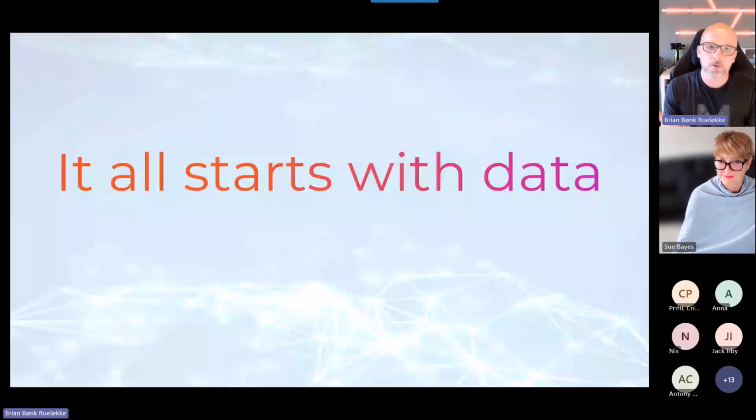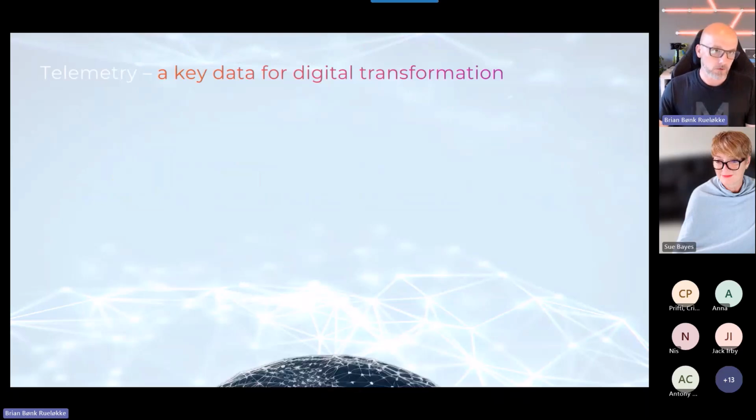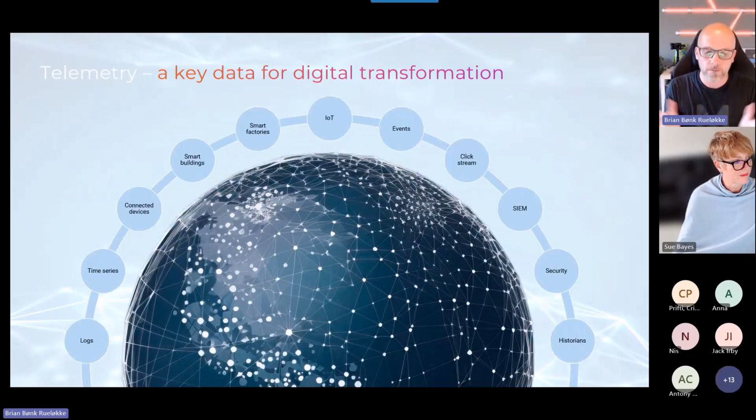But no matter how much we talk about real-time intelligence, it all starts with data. And all the data I've been talking about now is called telemetry. So every time you do something, a message is sent somewhere, and that message is called a telemetry message. If you ever stumble upon some of these buzzwords in this globe: logs, time series, IoT device, events, SIEM, security, and all that stuff, then you are a possible candidate to use real-time intelligence. This is not a complete list, but some of them.